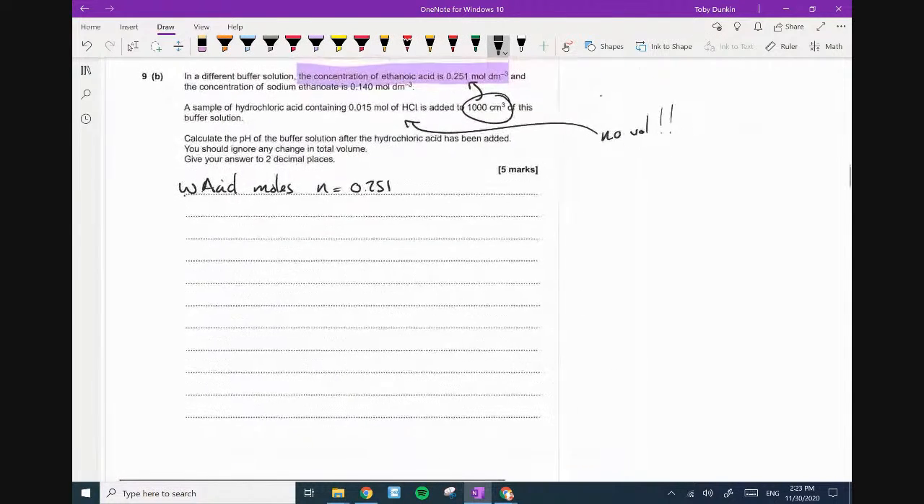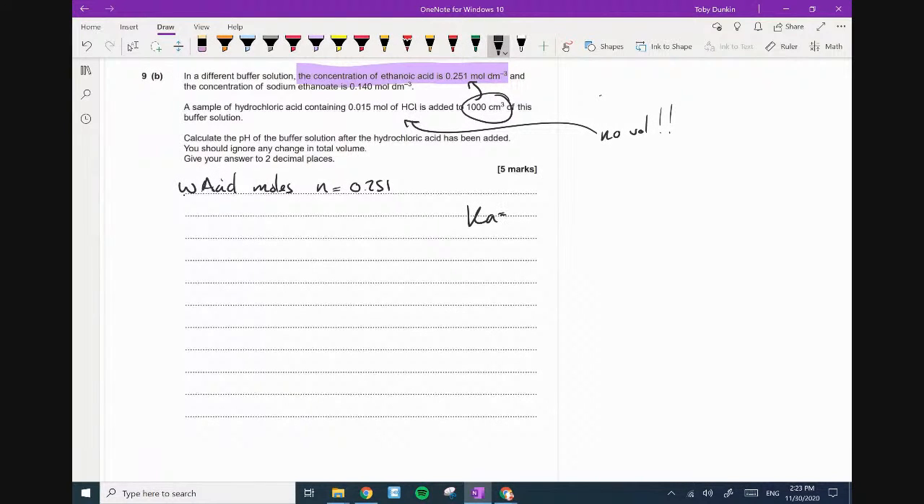So what's going to happen here? Need a roadmap. So the Ka equals H plus, which is the pH, then we've got the salt, and then we've got the weak acid. Right, what have I added? I've added HCl. The HCl is going to pull down the salt and increase the acid. Right, so the acid moles are going to increase: plus 0.015 equals, that's the clever bit, guys, 0.251 plus 0.015. So that becomes 0.266 moles left over. That's increased.